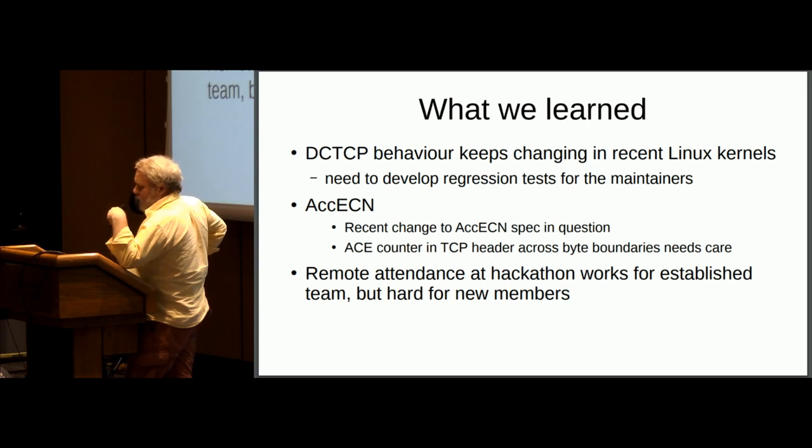What we learned? Well, DCTCP behavior keeps changing in recent Linux kernels, so I think we're going to have to develop some regression tests for the maintainers because it's just impossible for us to use it at the moment. Or you have to keep going right back to an early version of the kernel.